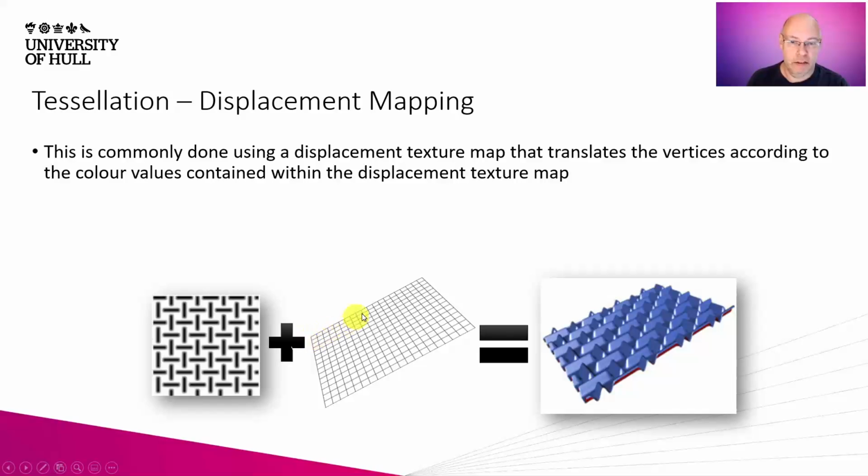So I can just start out with one big square, tessellate it into smaller squares, and then move these new vertices up and down based on the grayscale. So full white might be up, full black might be down, and mid gray might be somewhere in the middle. And I actually end up with something like this.